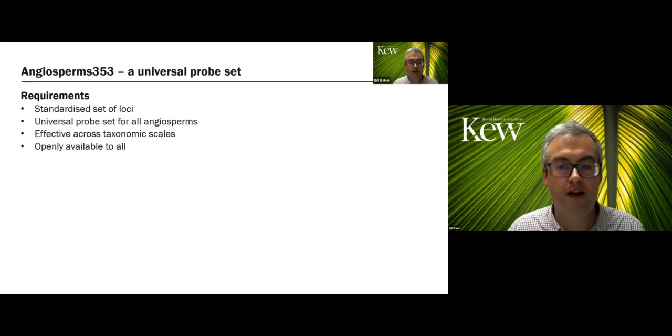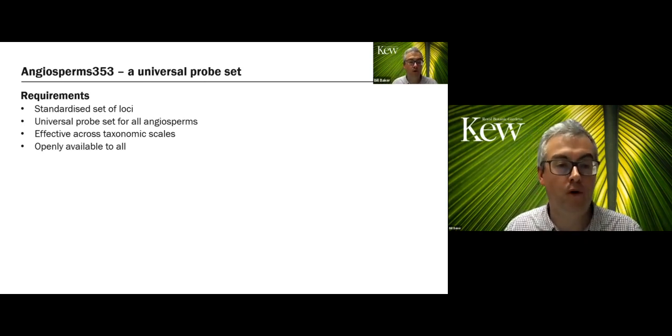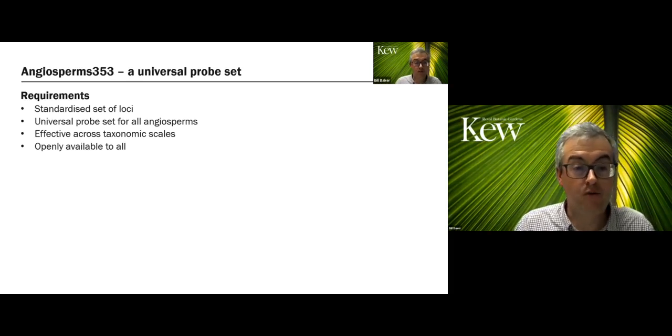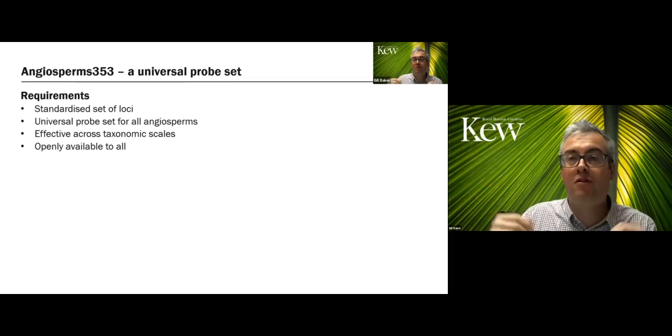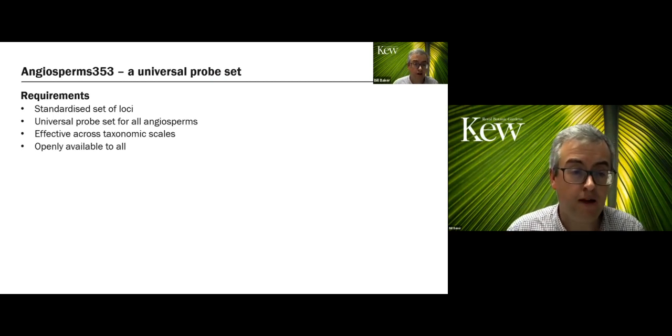So we set about creating a universal probe set, which ended up being called Angiosperms 353, which will become obvious in a moment. And we had a sort of set of requirements. We wanted it to be a standardized set that would work universally across all angiosperms, regardless of the family they belong to. We also had a slightly crazy, optimistic idea that we could design it such that it would be effective across taxonomic scales. So the variability among the genes that we would identify would be informative, whether we were tackling very high-level questions, relationships among the families, or indeed fine-scale relationships among species, or maybe even lower. And really importantly, we wanted to make everything that we did openly available to all.